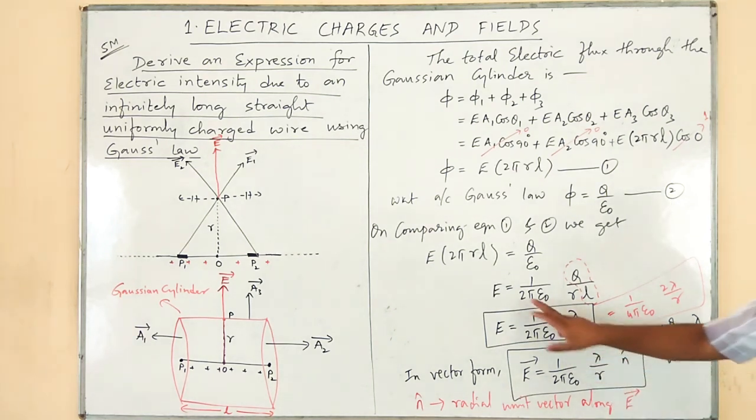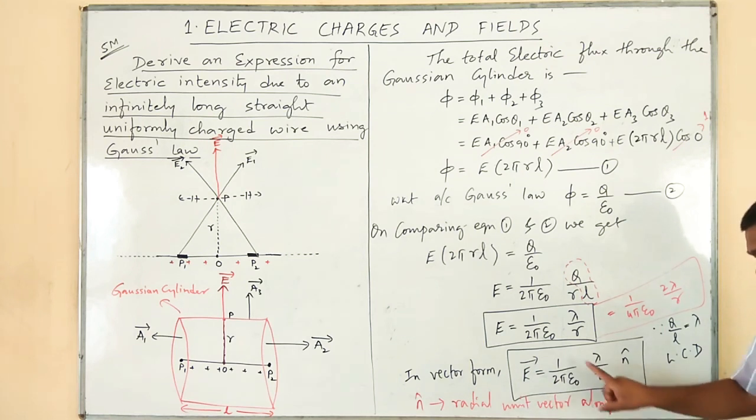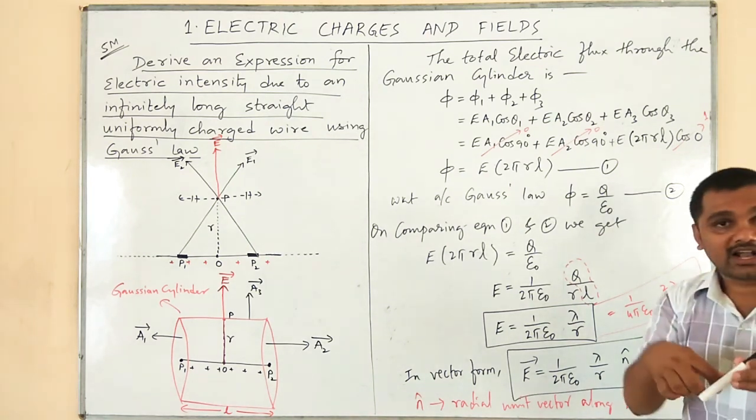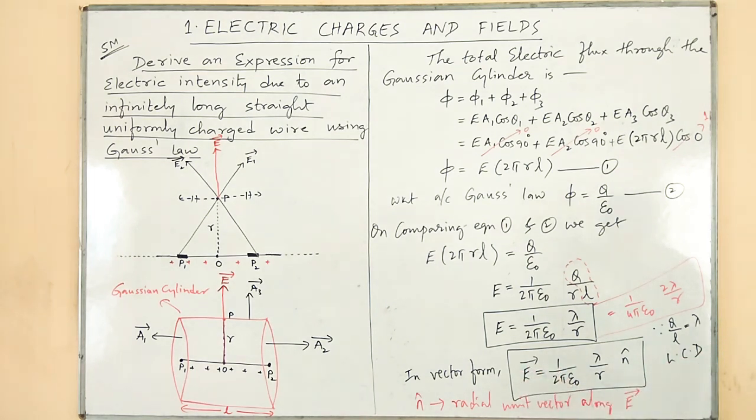Next, finally, if you want to see this expression in vector form, then E vector is equal to 1 by 2 pi epsilon naught lambda by r into some unit vector n. Here the unit vector is a radial unit vector because that unit vector we have considered is perpendicular to the curved portion. So this is the expression for electric intensity at a point due to an infinitely long uniformly charged wire using Gauss law.